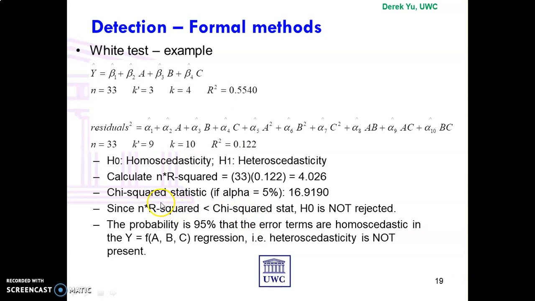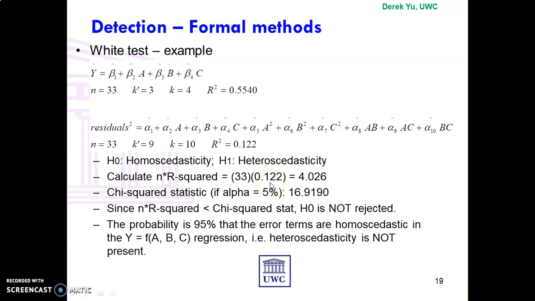16.919, and since n times R squared, luckily, is smaller than the chi-square statistic, so the good news, the null hypothesis is not rejected. So in other words, the error terms in the original regression, y as a function of a, b, and c, have a constant variance. So heteroskedasticity is not present, or we can say homoskedasticity is present in the original regression. So this is the white test.